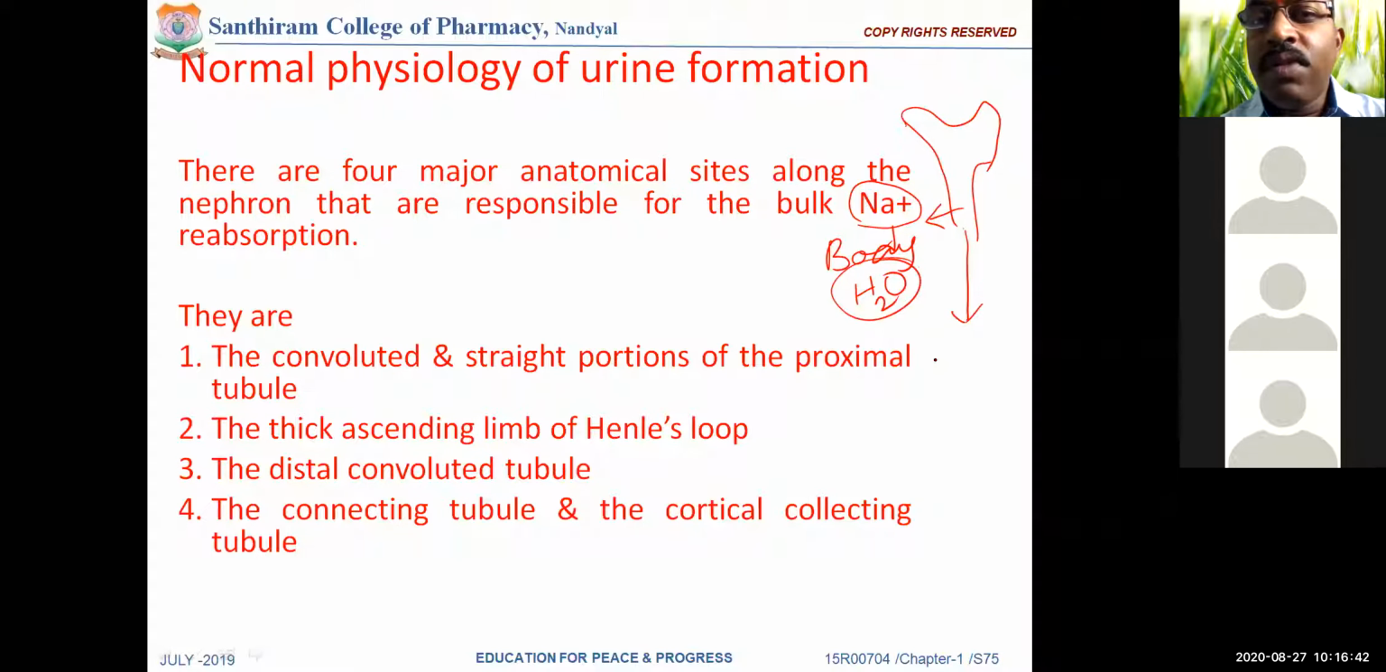Now, why are we more concerned with the excretion of urine or water from the body? See, these drugs are used as anti-hypertensive drugs. Diuretic agents are used as anti-hypertensive drugs. How do they act as anti-hypertensive drugs?